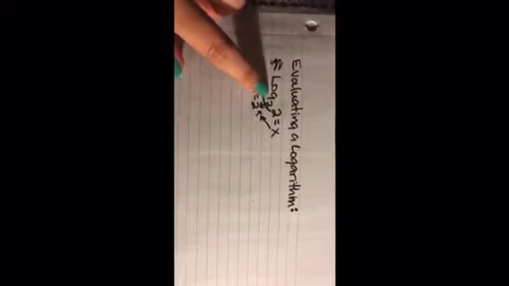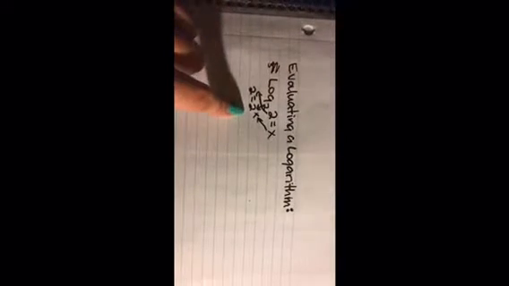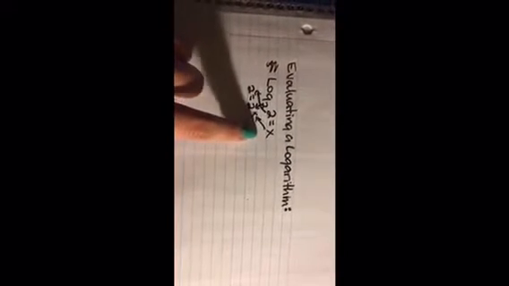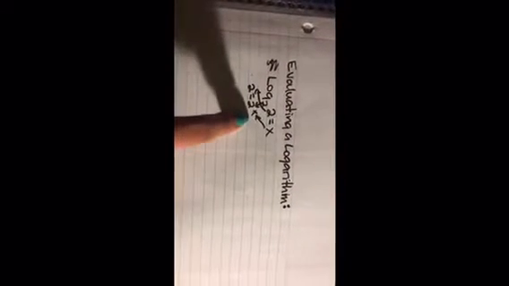Evaluating a logarithm. When evaluating a logarithm, one would move the base of the logarithm to the right-hand side of the equation and make the term that was already on that side the exponent of the new term, and then the term that was on the left side with the log and its base will remain the same.